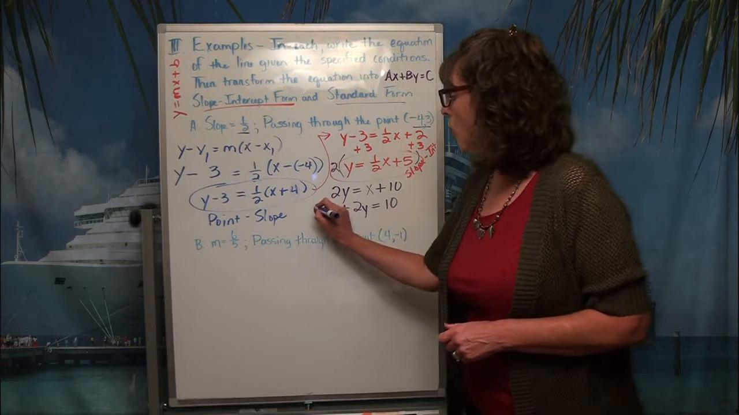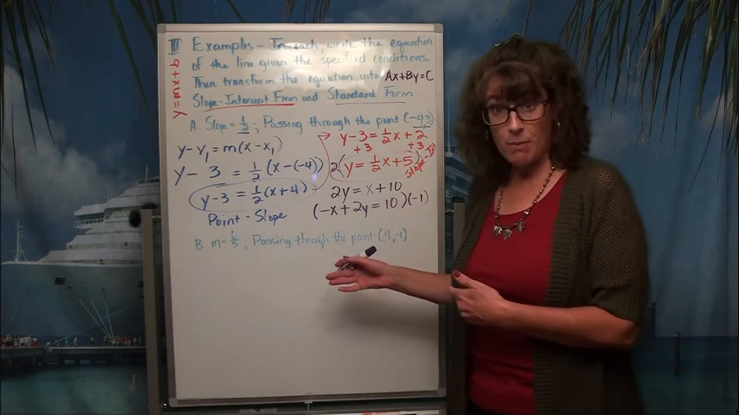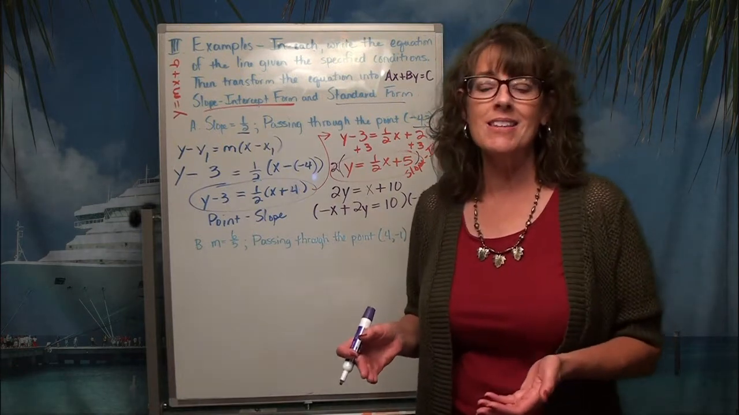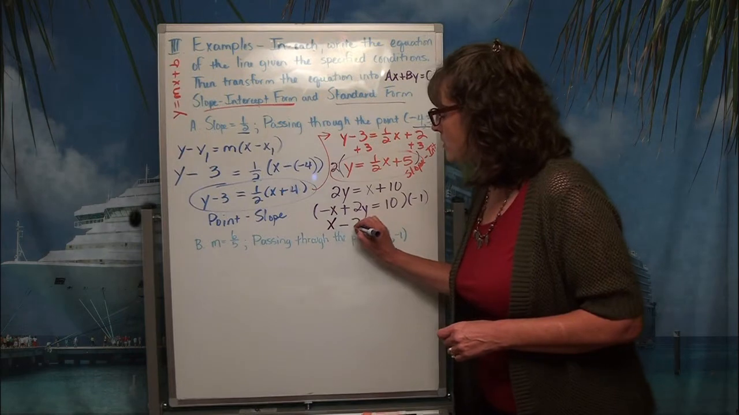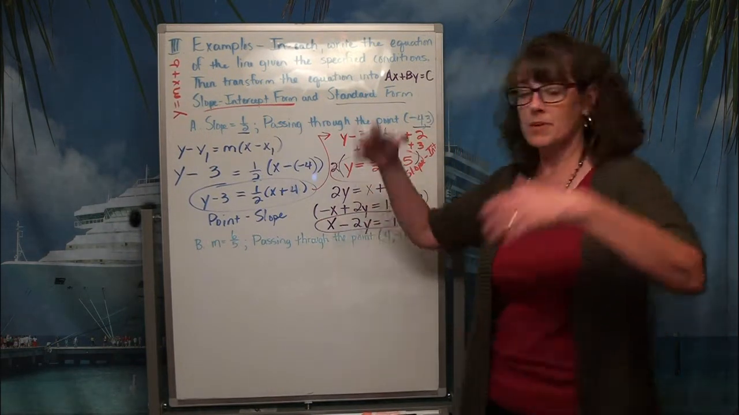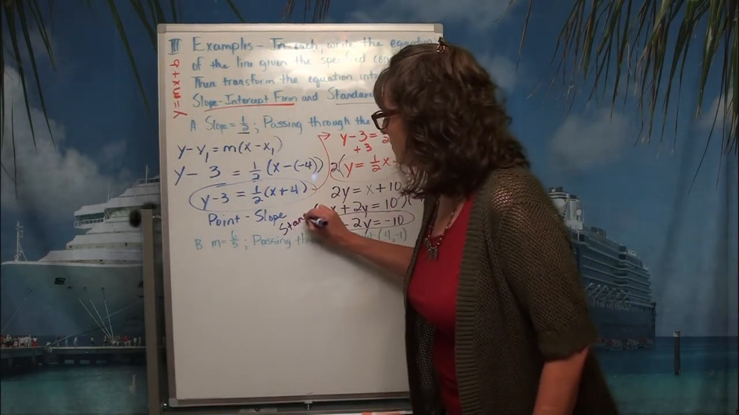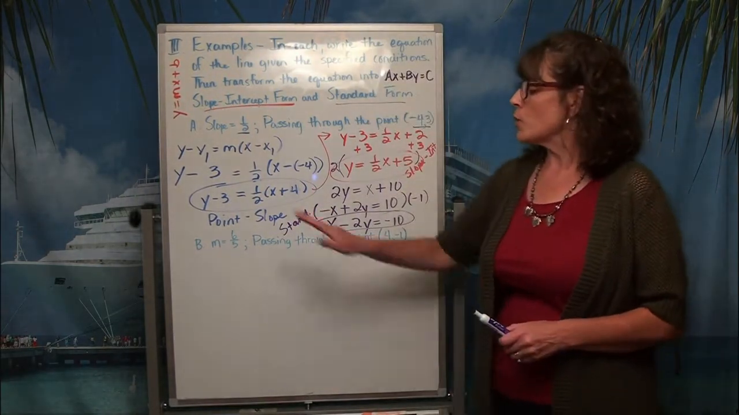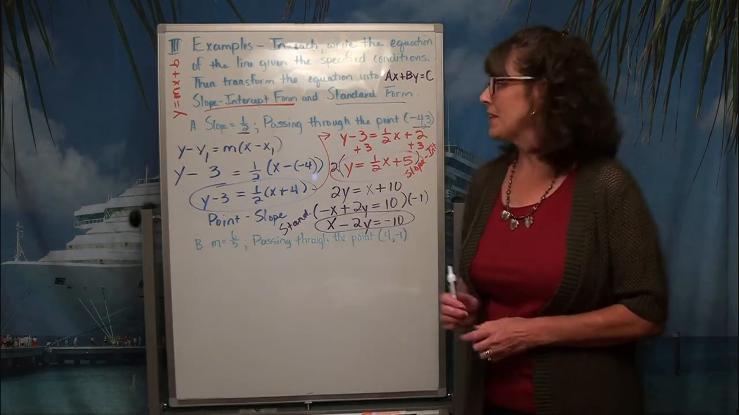So I'm going to take the whole thing and I'm going to multiply it by a -1. Or I'm going to divide everything by a -1, but you know what that means. I'm just going to change all the signs. So this becomes x minus 2y equal to -10. Ta-da! It's a beautiful thing. We are now in standard form. Standard form. So we have our point slope, we have our slope intercept, we have our standard form.